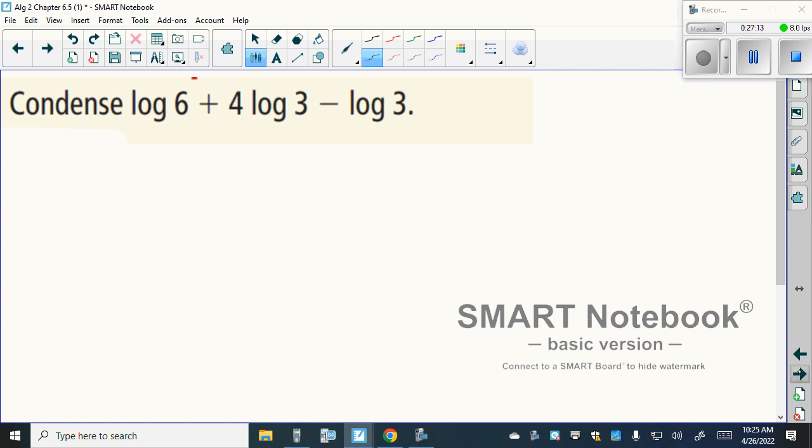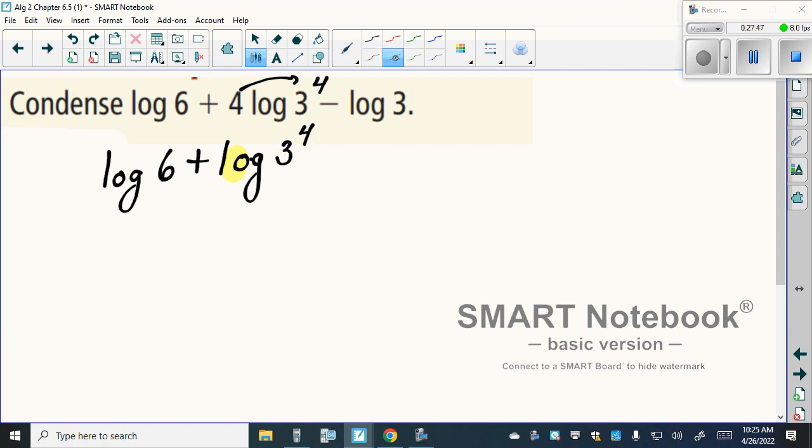So looking at this here, the first thing I would do is our exponents. Now, since log of 6 is positive and there's not a number in front of it, nothing's going to change. So we have log of 6 plus, because I'm not going to mess with any addition signs, any positive signs. But the 4 is going to need to move to the exponent, giving us log of 3 to the 4th. Then what are we going to have next?